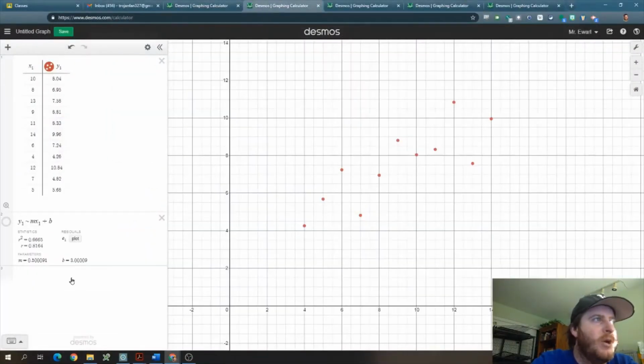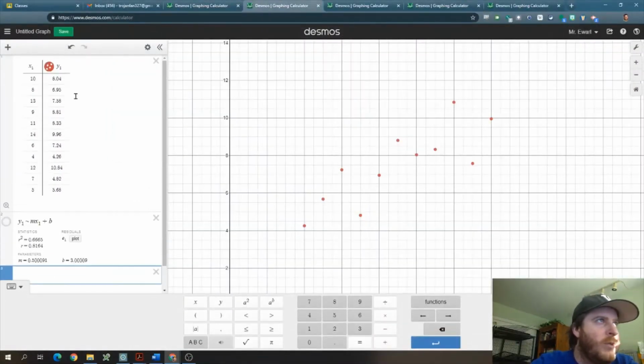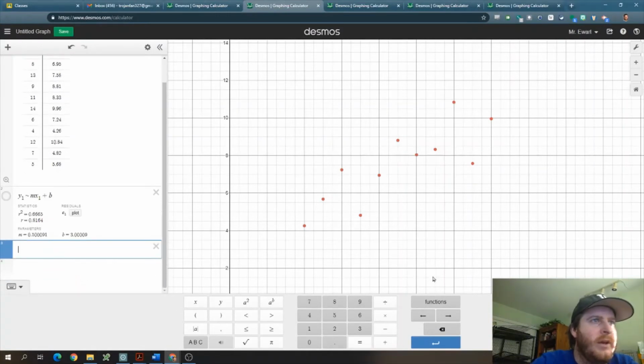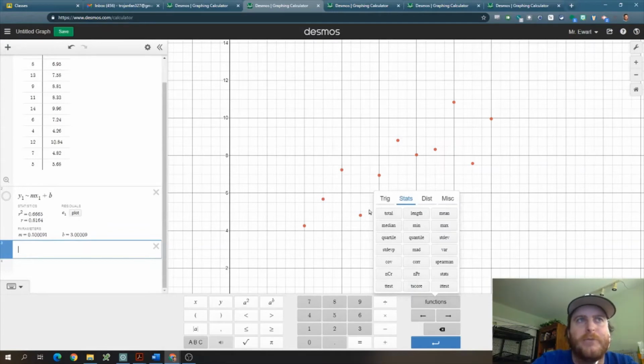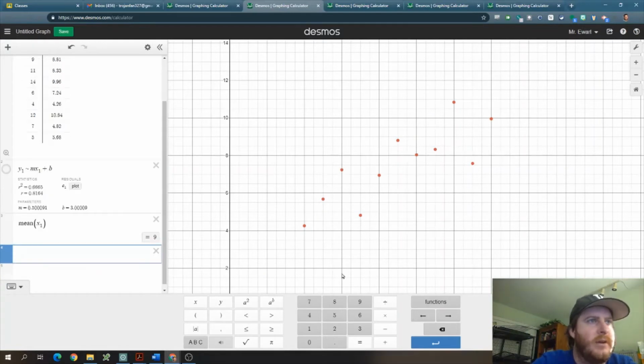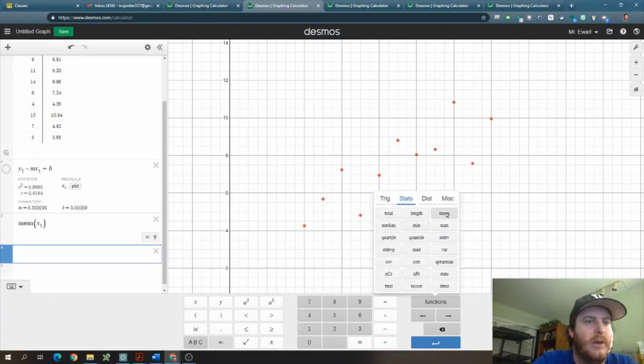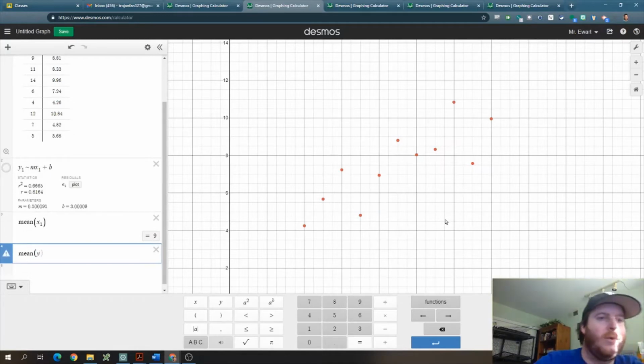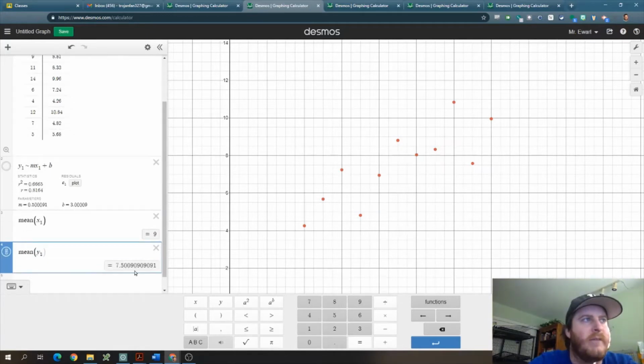So on Desmos, once we have our plot, we can go to a new line and go to this functions button. Under statistics, there's a button that says mean. Remember, mean is just another name for the average. So I'd click mean, then type in x1, and it gives us the answer of 9. Do the same thing for mean, then type in y1, and I get 7.5.